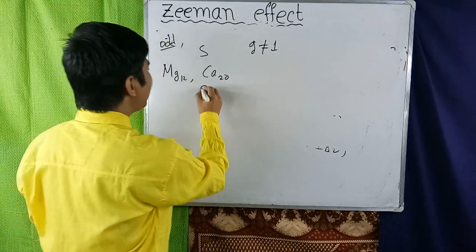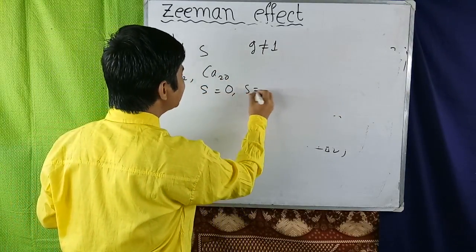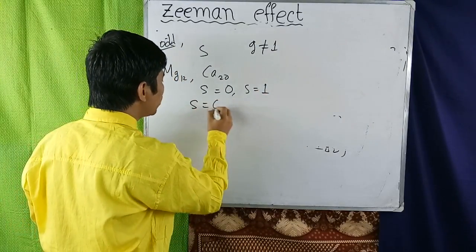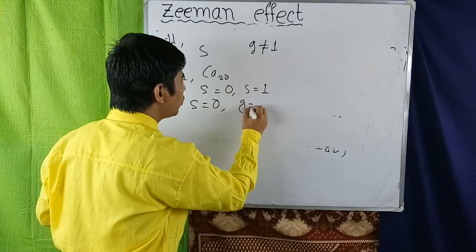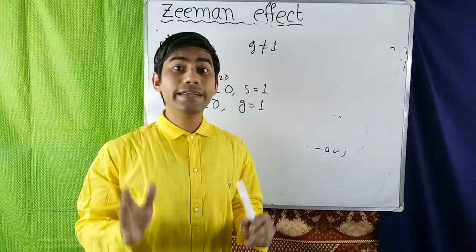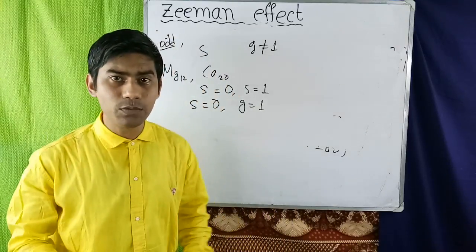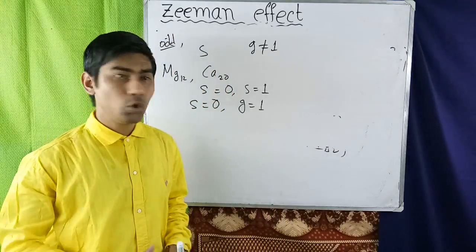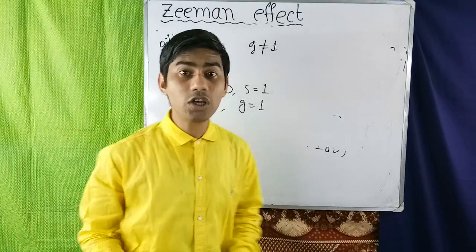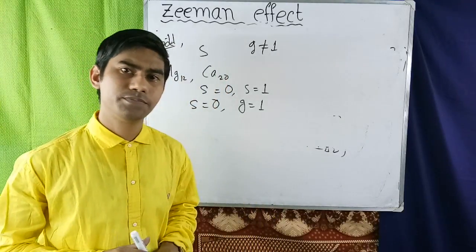So we have S equals to 0 and S equals to 1. Now in the case S equals to 0, g equals to 1. And so the spectral line due to the transition of these atoms between two states with S equal to 0, that is singlet state, will cause normal Zeeman effect.